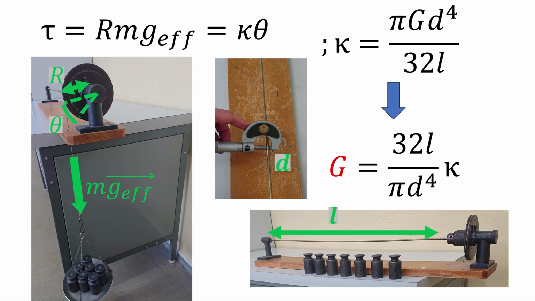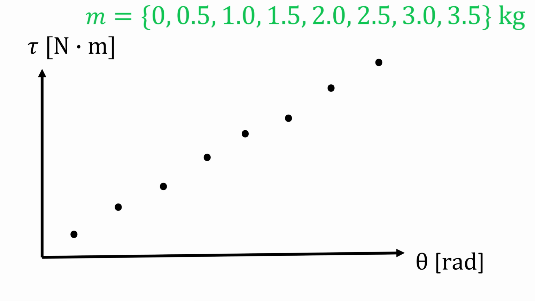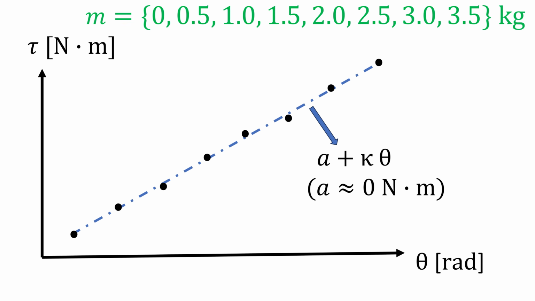How do we determine the torsional constant, kappa? We construct a graph of the torque, tau, due to the effective gravitational force versus the angle, theta, of twist. For example, we can do this for 8 different weights, m, ranging from 0 kilograms to 3.5 kilograms. The angle of twist is plotted in radians. We then fit a straight line to this graph, and its slope gives an estimate of the torsional constant, kappa.